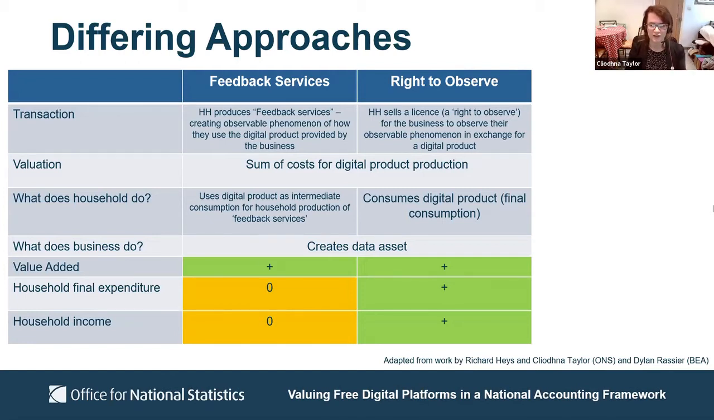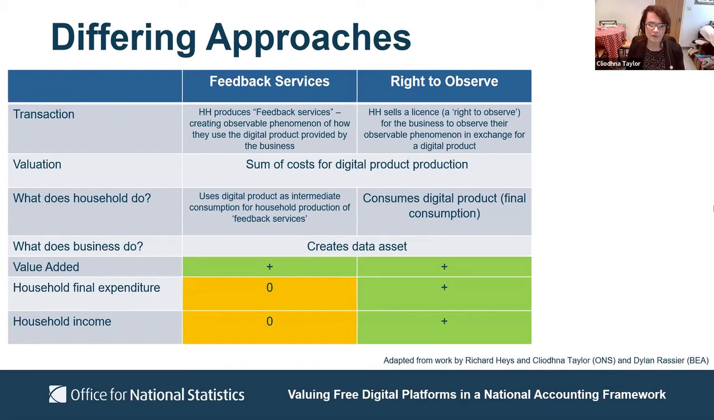which they then directly consume by consuming the product itself. So it's effectively that when you consume YouTube, this is the example that I've chosen, Google effectively gives you an imputed amount of income, which you then spend on the consumption of YouTube. So this increases value added through the company's production of the digital product, which is consumed by the household. It also increases household expenditure and increases household income by a completely offsetting amount. So expenditure and household income increase by the same amount.